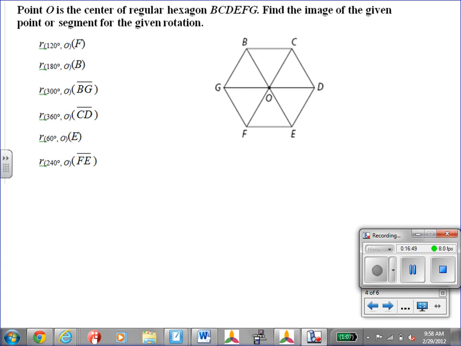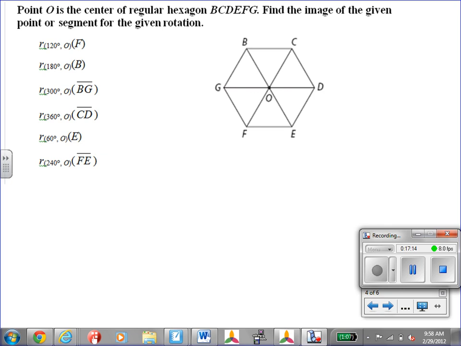Not really, not yet. 240, 300, so it would be CB or BC. It doesn't matter which way you do it. Actually, it does matter which way you do it. So yeah, CB, because you're rotating around in the counterclockwise direction.